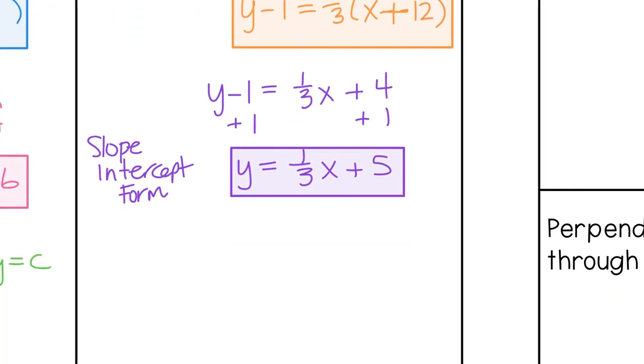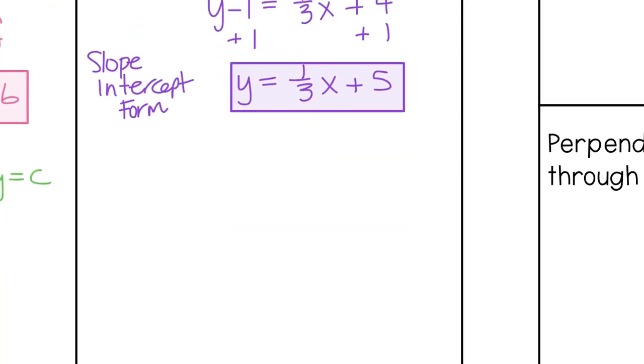Okay, and then last, we want to put it in standard form. Standard form has x and y both on the same side. So first thing I want to do is this 1/3 x. If I move it over, we're going to subtract. We're going to do that to both. So now I have negative 1/3 x plus y equals 5.